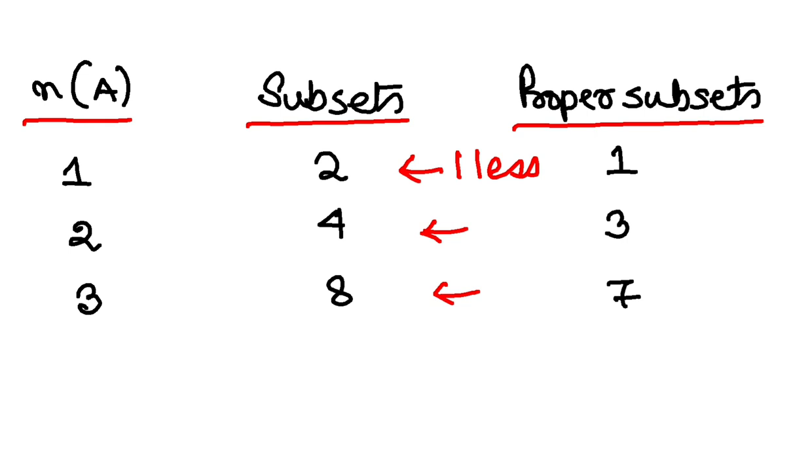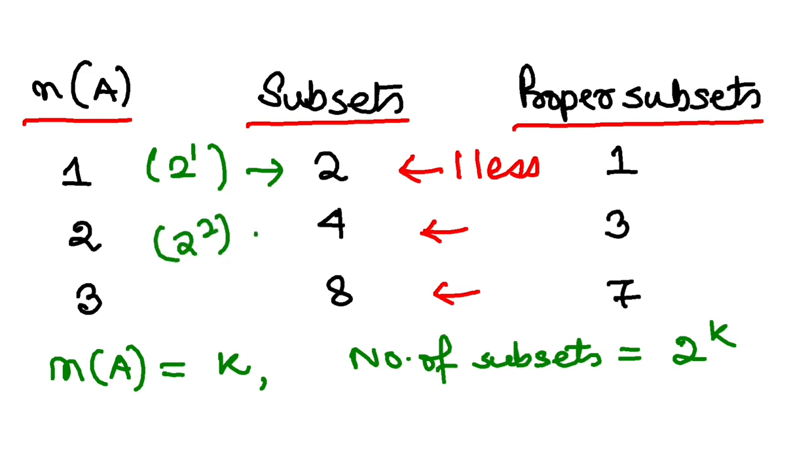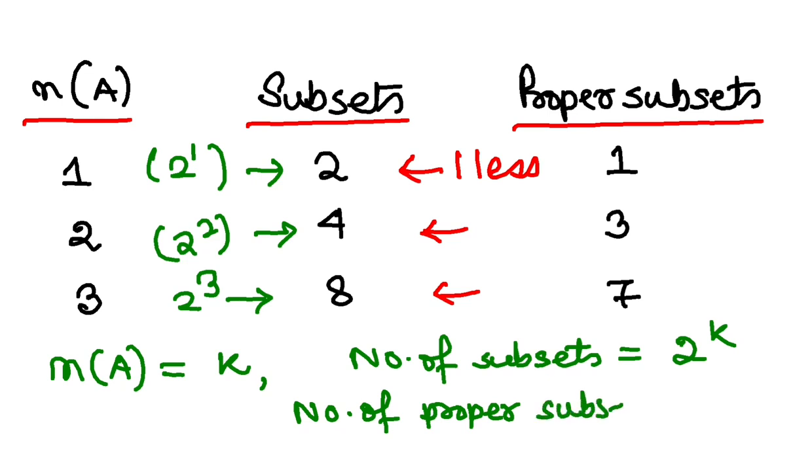So to summarize, if a set contains, suppose, k number of elements, your number of subsets is 2 to the power k. See, 2 to the power 1 is equal to 2, 2 to the power 2 is equal to 4, 2 to the power 3 is equal to 8. And then your number of proper subsets, as I have explained, is 1 less than the number of subsets. What is the number of subsets? 2 to the power k, and 1 less, so 2 to the power k minus 1.